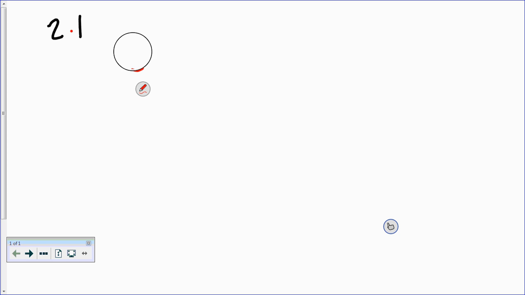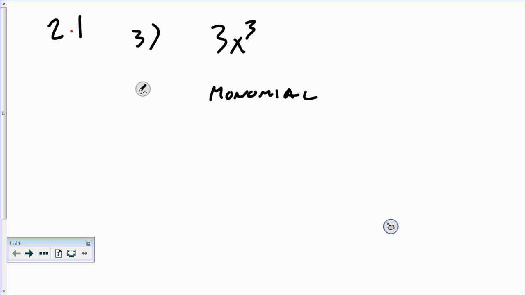Number 3. 3x to the third power. Again, mono means 1, right? So this is a monomial. Okay, so that's answer number 1, and this would be a third degree.